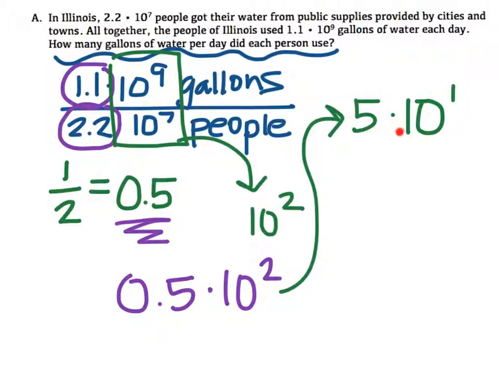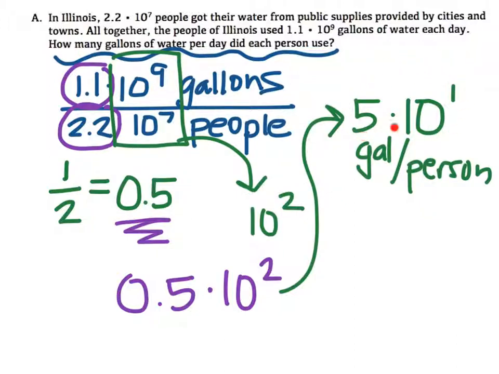Now we have a number that's in proper scientific notation. And remember, we are trying to figure out how many gallons of water per day each person used, and that's what this answer represents. So 5 times 10 to the 1st power gallons per person. And that answers the question that we were trying to answer.